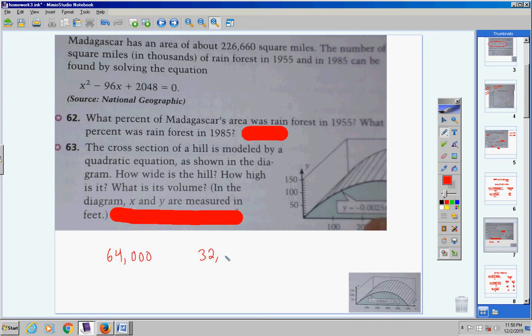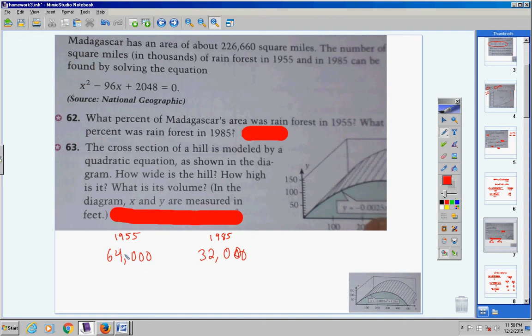Now I'm assuming what they're trying to show us is that the area of the rainforest is decreasing. So in 1955 it was this many square feet. This much square footage of Madagascar was rainforest, and now in 1985 it's down to 32,000. So let's find the percentage, okay?